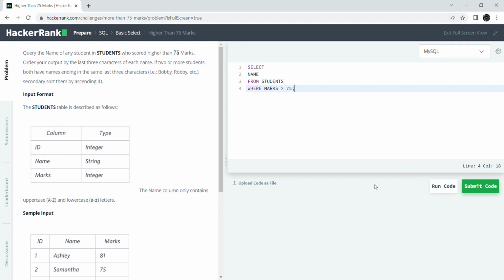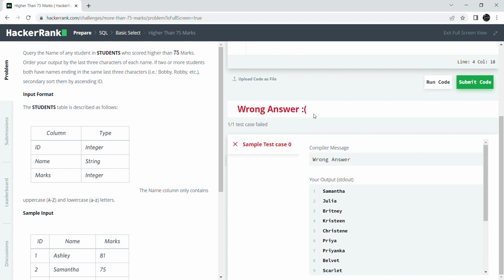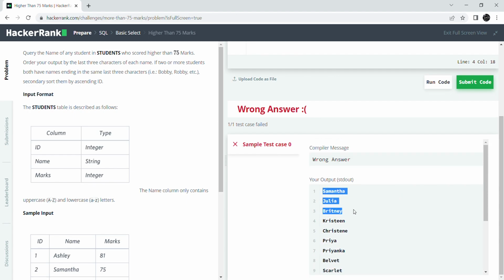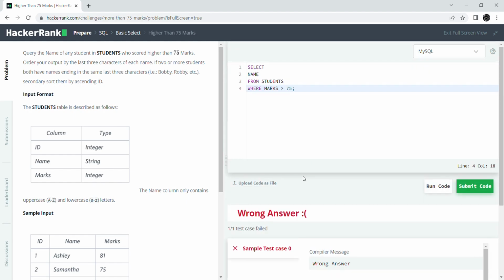Now let's run this code and see what the output is. This is only the first part. The output won't be right at this stage, but we will slowly build our solution towards the correct output. So we are only getting the names of those students who have scored greater than 75.